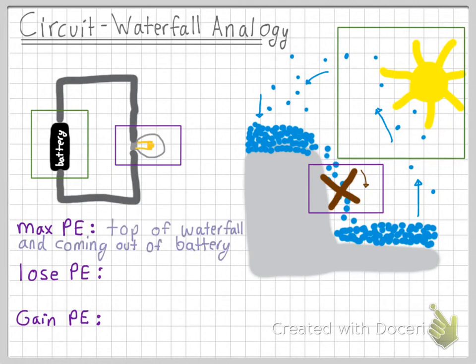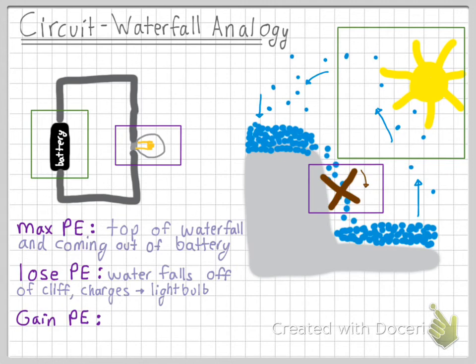So in the waterfall, the water molecules have the most potential energy at the top of the waterfall. And this makes sense because they're the highest above the ground, so they're going to have the most potential energy. And the charges in the circuit are going to have the most potential energy once they come out of the battery. That's when they're feeling the most recharged.